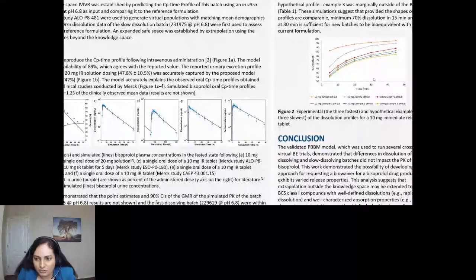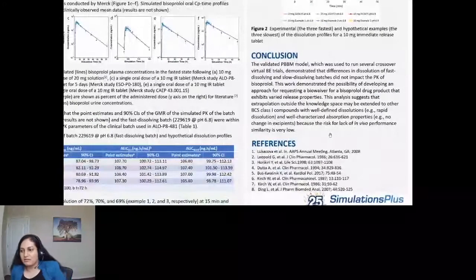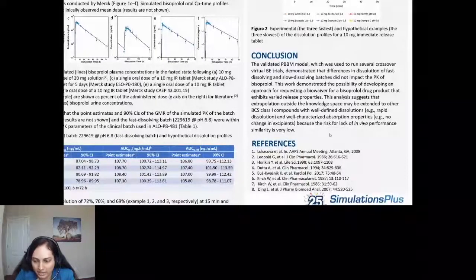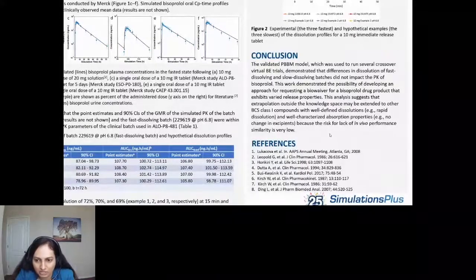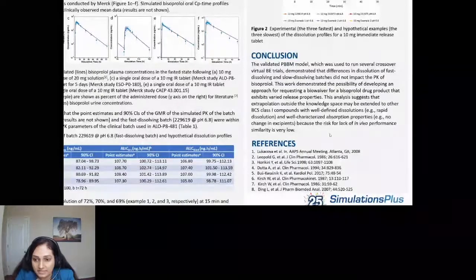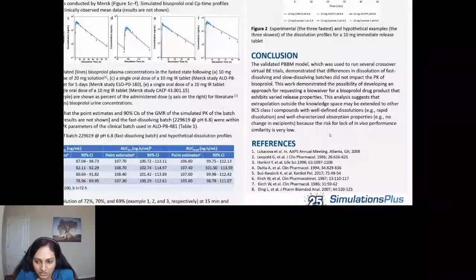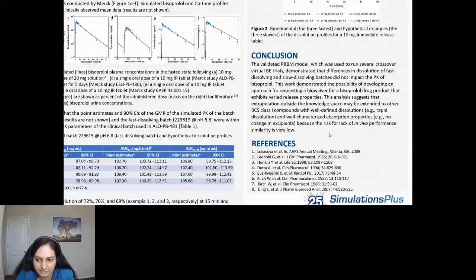So in conclusion, the validated PBPK model was used to run several crossover virtual BE trials. We demonstrated that there was no impact of the fast dissolving or slow dissolving batch on the PK of the compound. We also showed the possibility that this approach can be used to request a biowaiver for a compound like bisoprolol, which is a BCS class 1 compound, which has well-defined dissolution and absorption properties, and most importantly, because the risk for lack of in vivo performance similarity is very low.